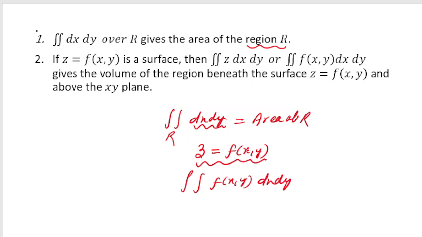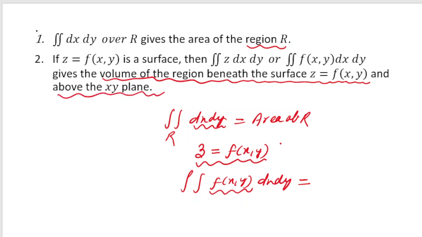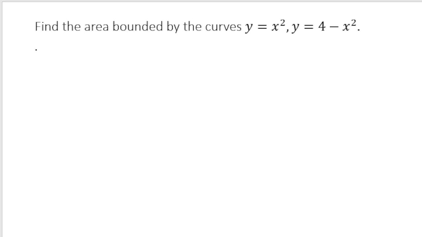So z is equal to f of xy is a surface, and we will consider its projection in the xy plane. And if we integrate f of xy over the projection of this surface in the xy plane, then what do we get? We get the volume of the region which is below the surface f of xy and above the xy plane. So let's understand both of these concepts through problem solving.